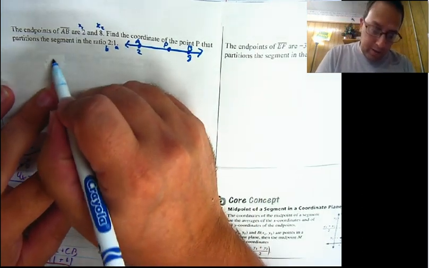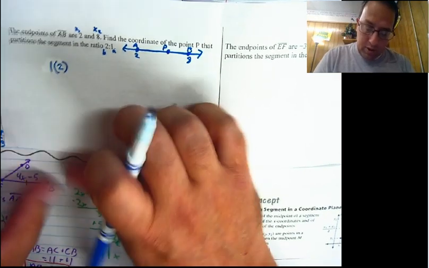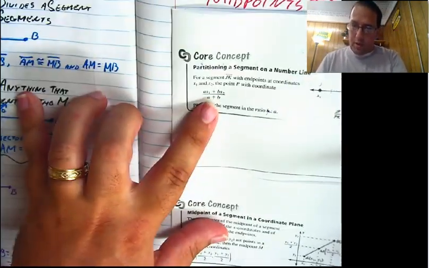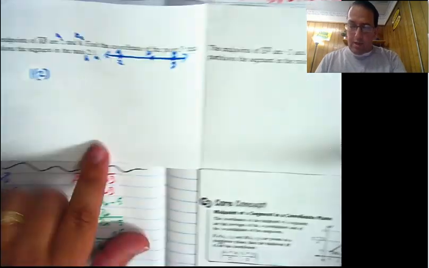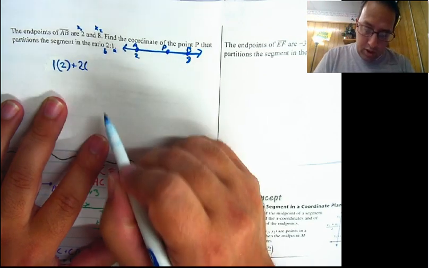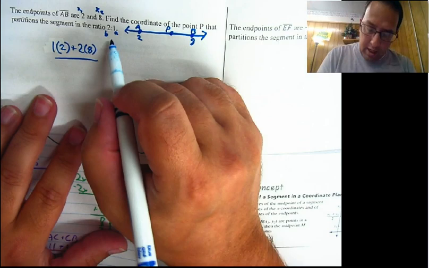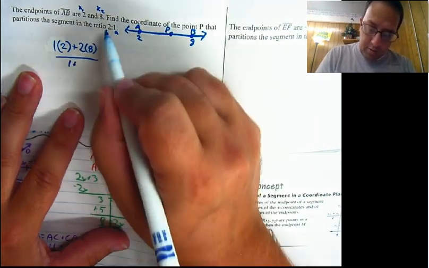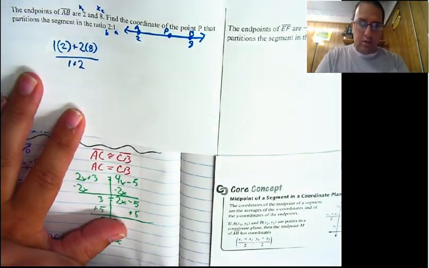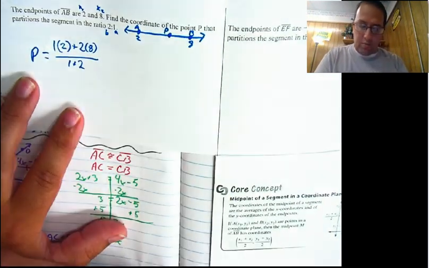All right, so A is 1 times x1, which is 2. Then what? Plus B times x2. All right. So plus B, which is 2, times x2, which is 8, divided by, what was it? A plus B. All right, so A is 1 plus B, which is 2. All right, so this is where point P is going to be.